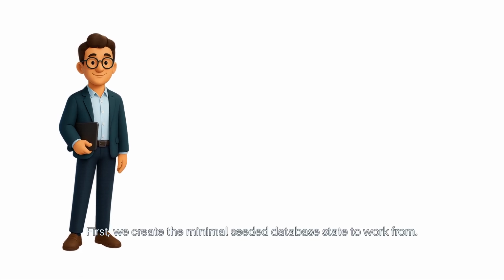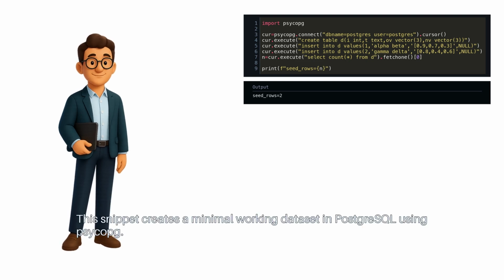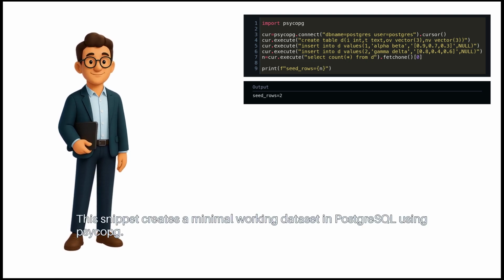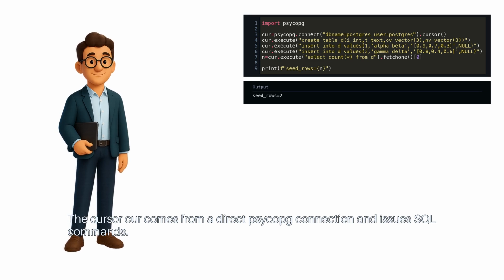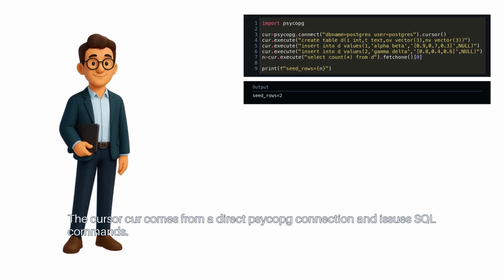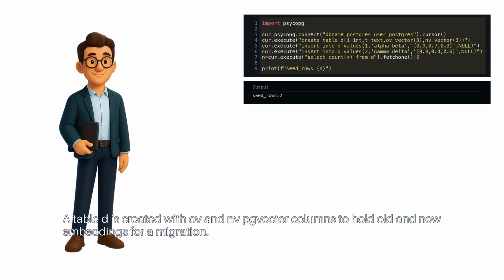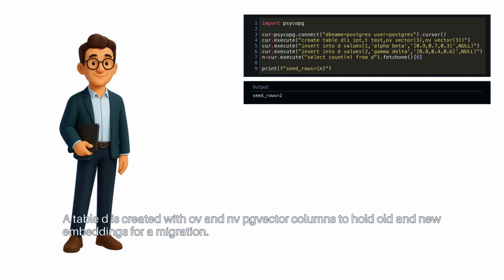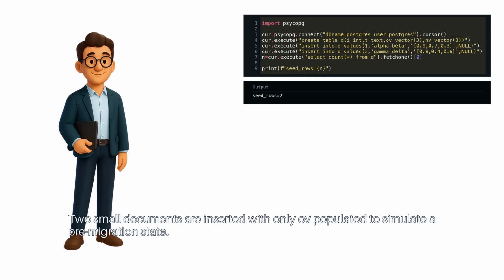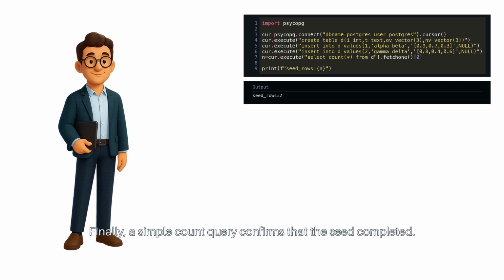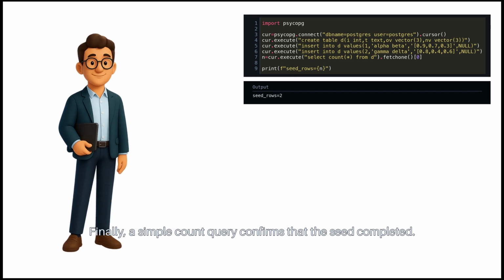First, we create the minimal seeded database state to work from. This snippet creates a minimal working dataset in PostgreSQL using psycopg. The cursor cur comes from a direct psycopg connection and issues SQL commands. A table D is created with OV and NV pgvector columns to hold old and new embeddings for a migration. Two small documents are inserted with only OV populated to simulate a pre-migration state. Finally, a simple count query confirms that the seed completed.